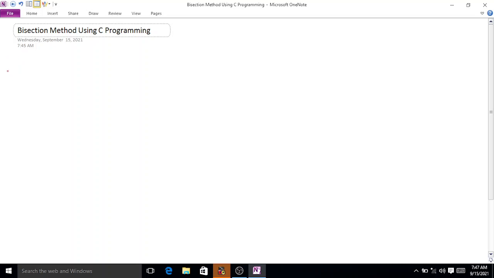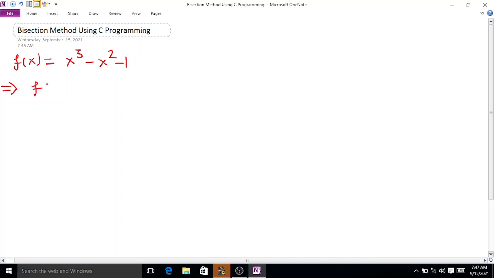Bisection method using C programming. Consider an example f(x) = x³ − x² − 1. First, we want to determine an interval containing the root.